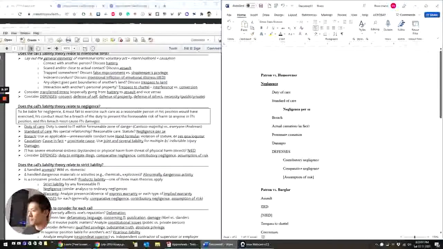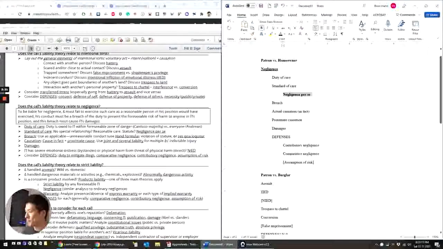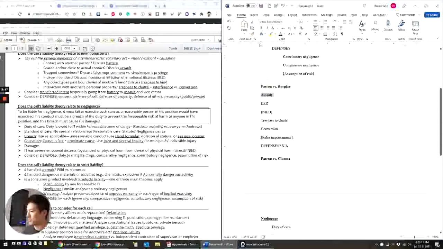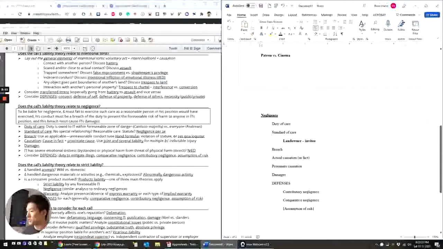Mainly, we have negligence as a big topic here, and then we have negligence per se as something you do need to talk about. And then defenses are, of course, important. These are the important ones here that you want to talk about. Same thing here, negligence, big topic, but the main sub-issue that you should have identified is the landowner and the invitee, the standard of care owed to the invitee.